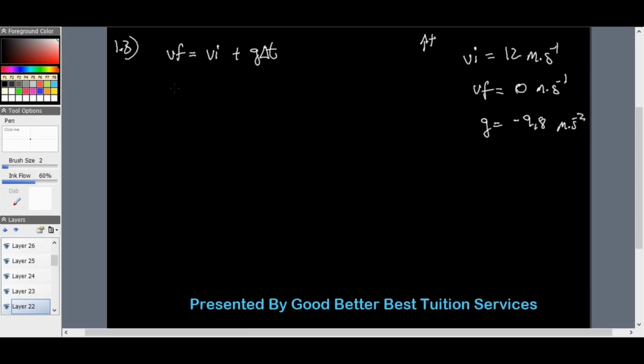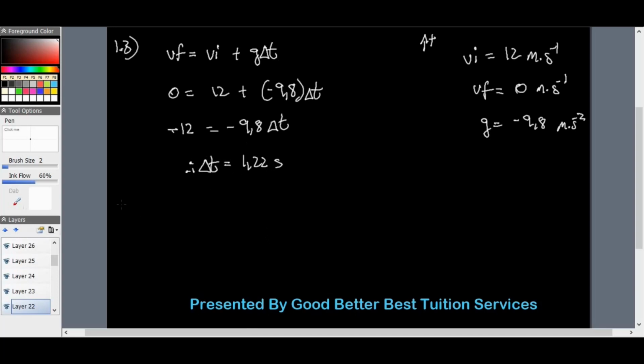So we sub in our values. 0 is equal to positive 12 plus negative 9.8 delta t. So you swap it over, I've got negative 12 is equal to negative 9.8 delta t, and divide both sides by negative 9.8, and I get my delta t to equal 1.22 seconds, meaning that after 1.22 seconds my stone reached its maximum height before turning around and coming back down past the starting point to the ground.